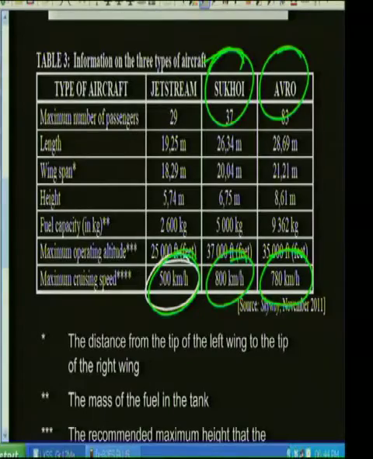But to play it safe, I would probably have said it's the Sukhoi aircraft. Why? Because it's traveling at 800 kilometers an hour. So if you're averaging 784, it's still just under that 800. That's probably the safest route to go.